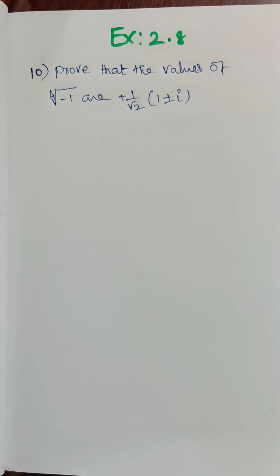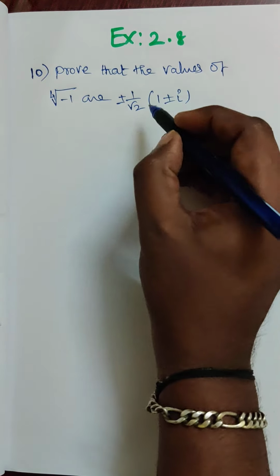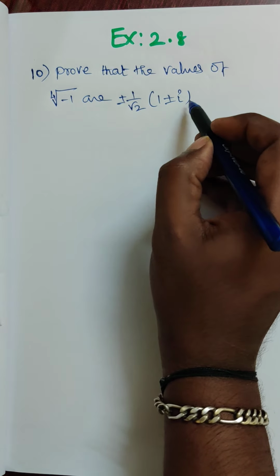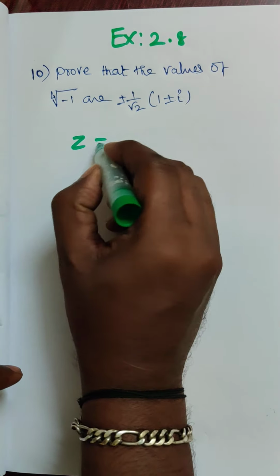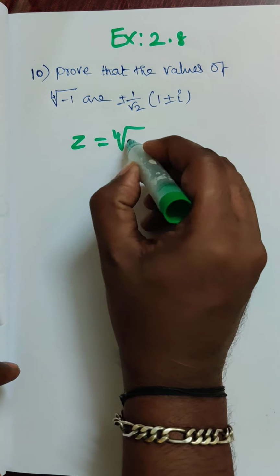Hi students, now we are going to discuss exercise 2.8 question number 10. Prove that the value of fourth root of minus 1 is plus or minus 1 by root 2 into 1 plus or minus i. This is the question. So now the given complex number, I am going to take z equal to fourth root of minus 1.